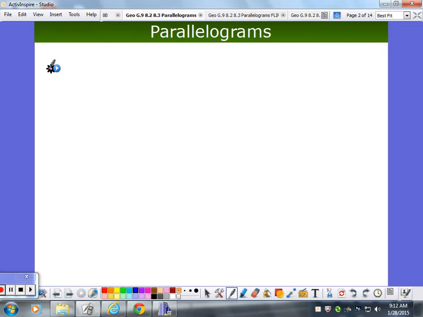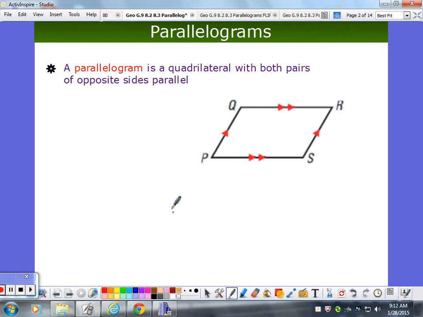Okay, so parallelograms, what are they? A parallelogram is a quadrilateral, so a four-sided polygon, with both pairs of opposite sides parallel. So if you have a quadrilateral, and this side is parallel to that side, and this side parallel to that side, we call this figure a parallelogram. So the name is nice, it helps us remember what it is. That's the definition. If you have to prove something, the definition of a parallelogram would be stating that the opposite sides are parallel.